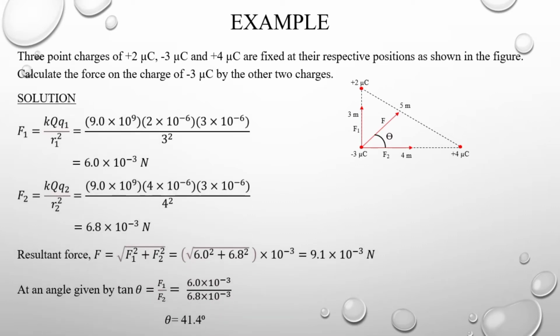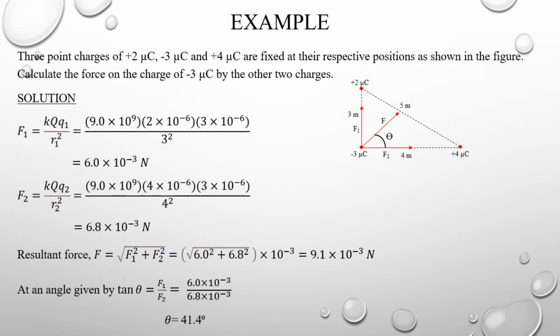The solution, we need to calculate F1 first. By using the formula F1 equals k q1 q2 over r1 squared, we can get the magnitude of F1 is equal to 6 times 10 to the power of negative 3 newton, while the magnitude of F2 is equal to 6.8 times 10 to the power of negative 3 newton.